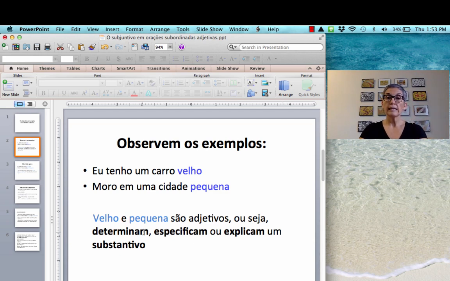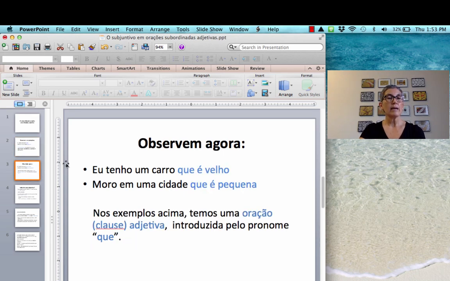Now, velho e pequena are adjectives, ok? Ou seja, that is, ok? So, velho e pequena são adjetivos, or that is, velho and pequena are adjectives. They determine, specify, or explain a noun, ok? So, this is the definition of an adjective.